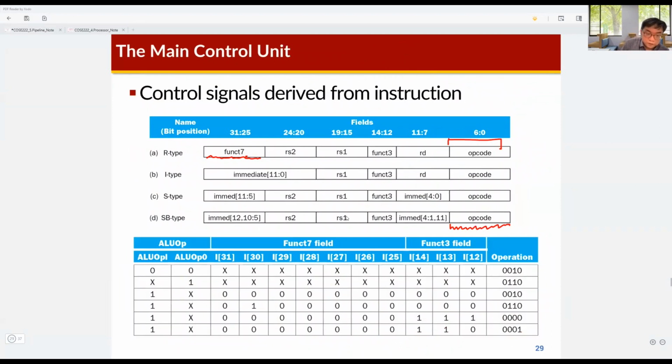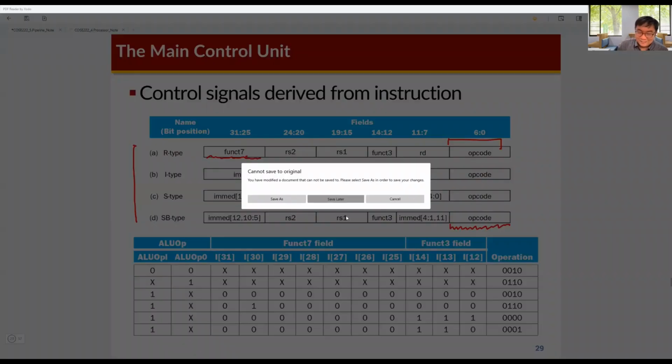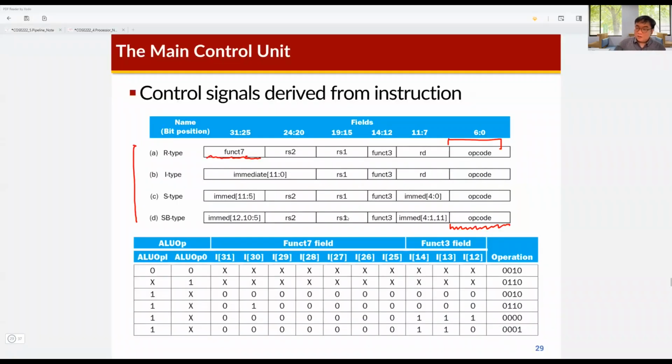So where is the RD? If you see this RISC-V instruction format, we can use the RD from inst bits 11 down to 7. So actually the RD is inst[11:7] for the I-type instruction, so the load instruction.